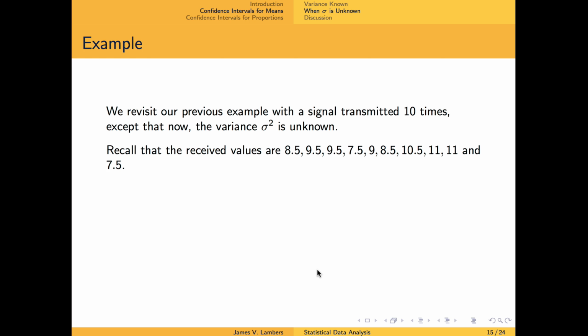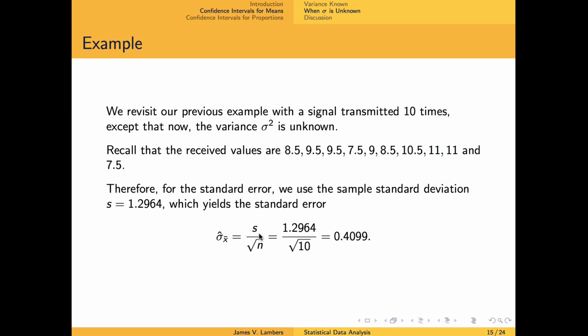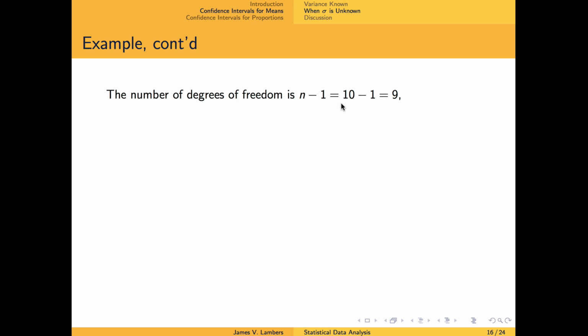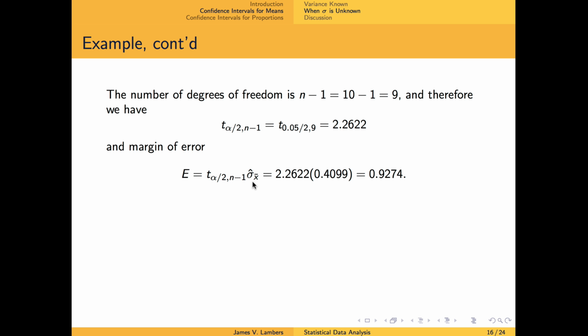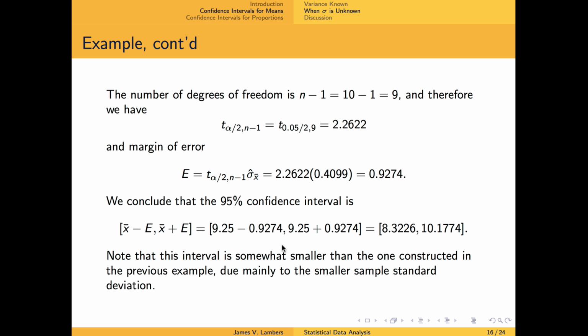To illustrate this modified procedure, we revisit our example of a signal transmitted 10 times, but now the variance is unknown. We use the sample standard deviation to find the standard error. Since the sample size is 10, the number of degrees of freedom is 9. So, we use a t-distribution table with probability 0.025 and 9 degrees of freedom to obtain this value. Then we multiply that by the standard error to obtain our margin of error, which then gives us our confidence interval.